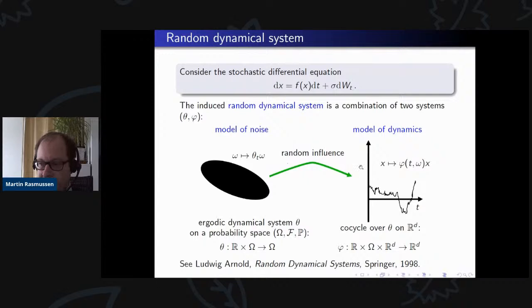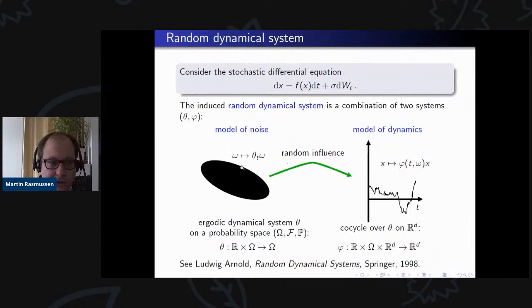but the system describing the dynamics does not influence the noise system. So the noise system is completely independent and influences this dynamical system. We have two systems, but both are in some sense dynamical systems. Actually, if you consider both systems together, you get a skew product dynamical system, skew product in the sense that one influences the other and not vice versa.